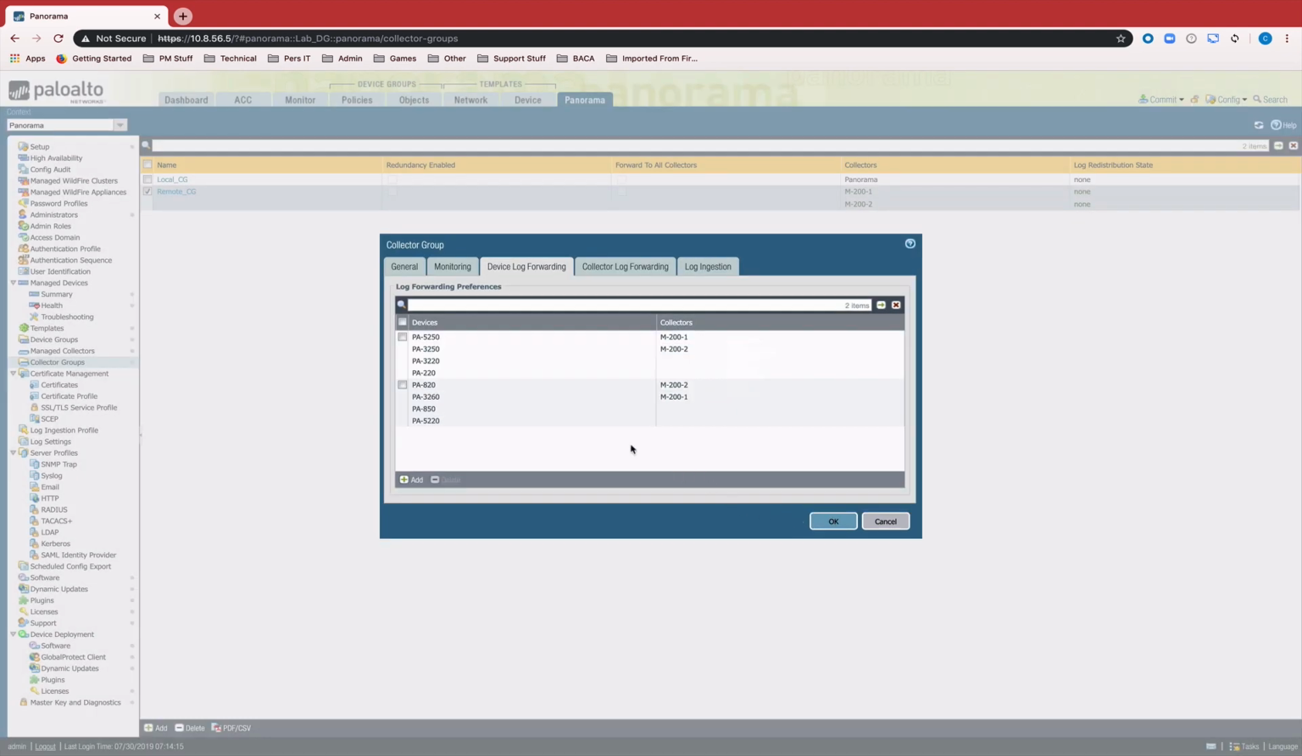So now we're in a state where 100% of our firewalls are forwarding to this group, but we've been able to split the ingestion between 1 and 2, because M200-1 and M200-2 serve as primary collectors, each for half of the estate. And they each serve as secondary for half of the estate, which means for any given firewall, they have a secondary collector to fall back to should the primary become unreachable.